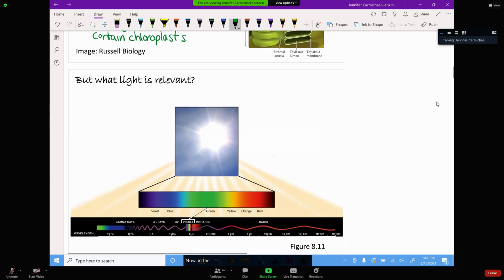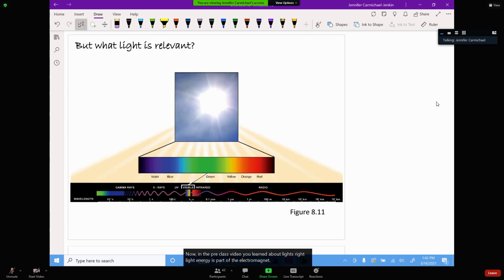Now, in the pre-class video, you learned about light, right? Light energy is part of the electromagnetic spectrum. It is a particle moving in waves. The shorter the distance between the waves, the wavelength, the more potential energy, right? And then there's really damaging electromagnetic radiation, which we want to avoid at most costs. And then there's pretty safe radiation, right? Our cells are not going to be harmed by radiation on this side of the spectrum. And then there's this little visible light spectrum, which can be broken down into colors, each with a respective wavelength.